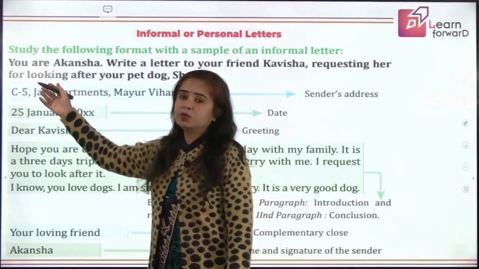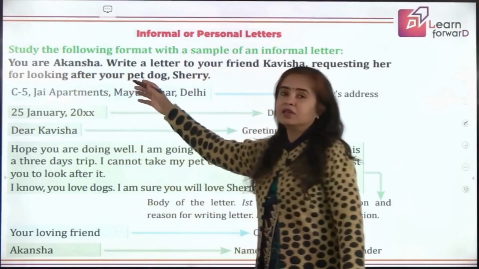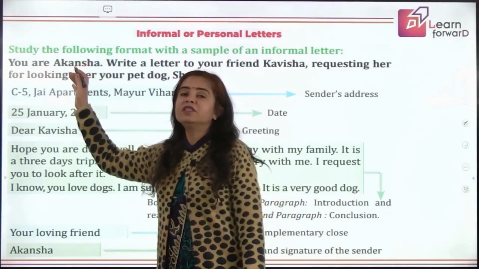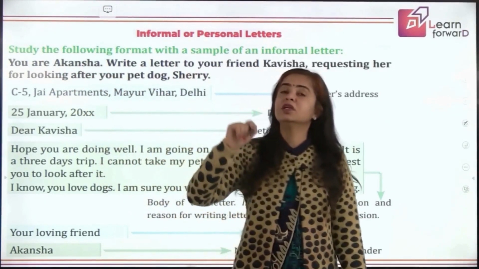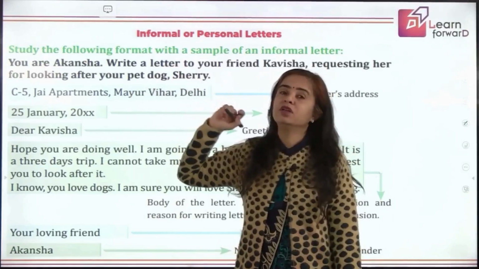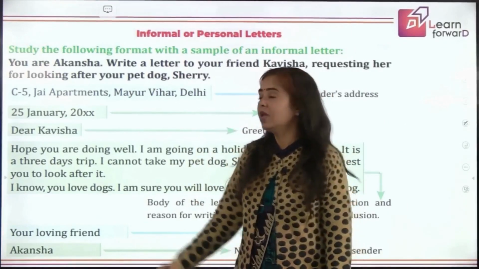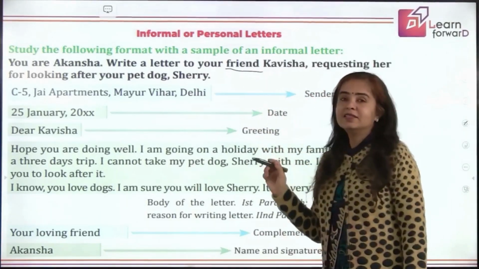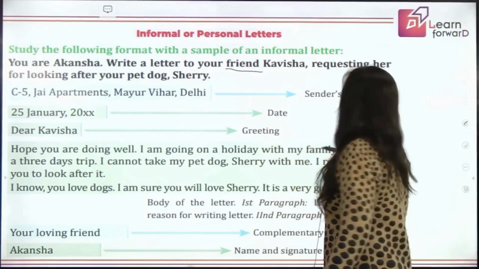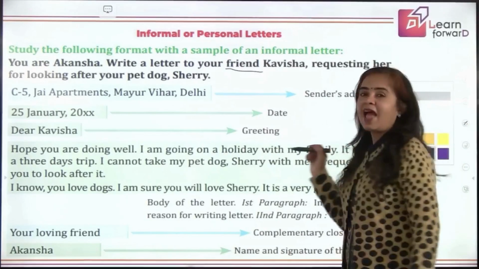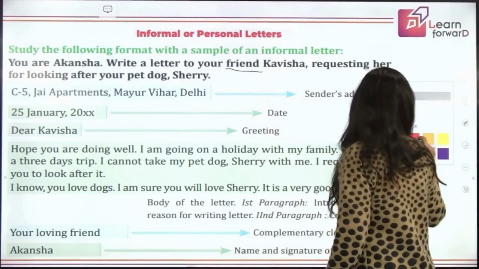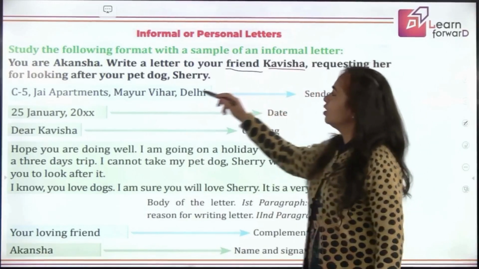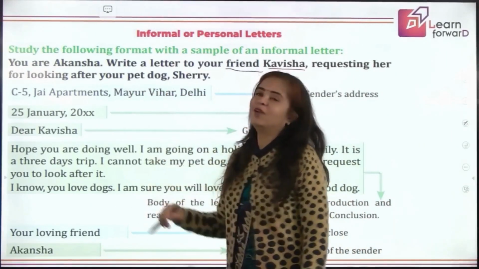And suppose here's an example. You are Akanksha. So when the names like this are given, always remember you have to mention this name wherever you are supposed to write your name. Okay? You are Akanksha, write a letter to your friend. See, you are writing to your friend. That means it is an informal letter, right? So you are writing to your friend Kavisha, requesting her for looking after your pet dog Sherry.